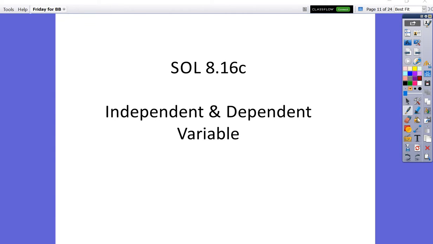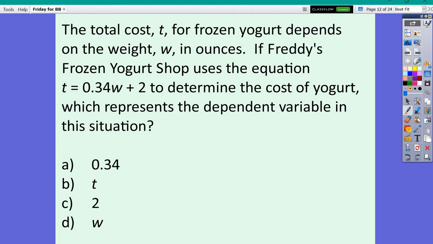All right, so we're going to do 3 quick questions on independent and dependent variables and how to figure out which is which in a math problem. This one says the total cost T for frozen yogurt depends on the weight W in ounces. If Freddy's Frozen Yogurt Shop uses the equation T equals 0.34 W plus 2 to determine the cost of yogurt, which represents the dependent variable in the situation.